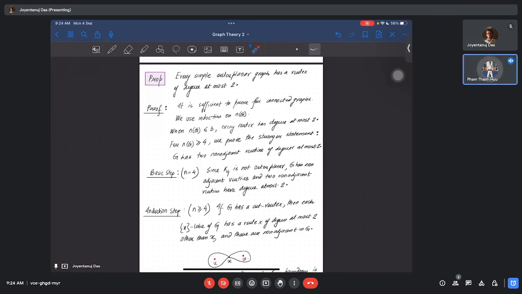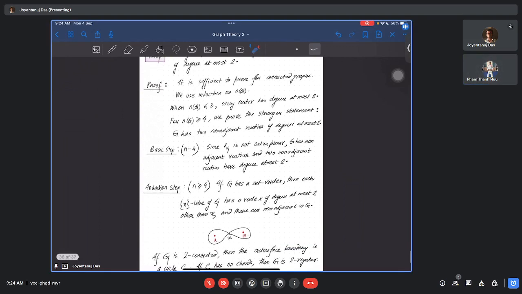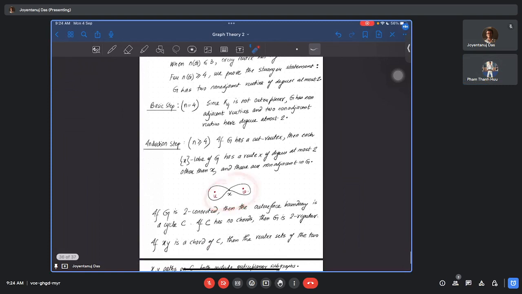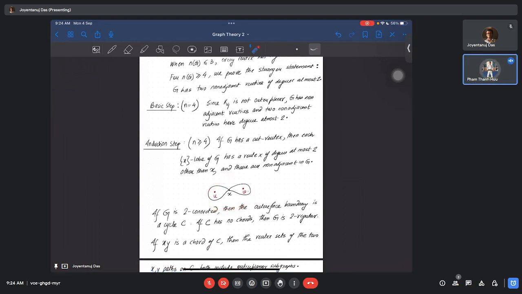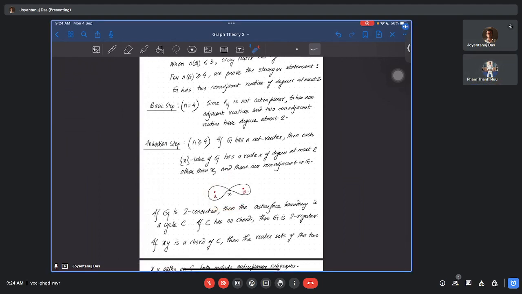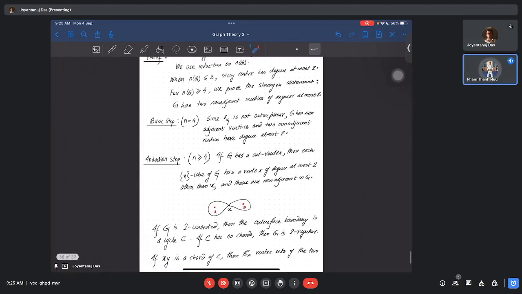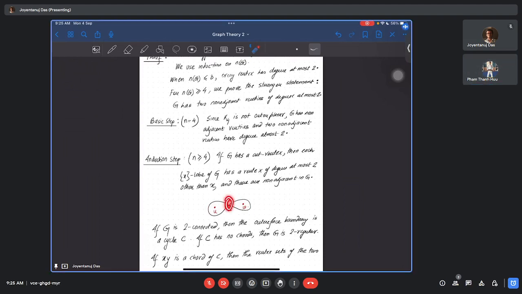How can it be 1? Because it can be 1 in the case of a cut vertex. I'm saying in the case of the graph, if it is not two-connected, if it has a cut vertex, it can be 1 also, right? The degree of u and v need not be 2. That is what I'm saying. I'm not talking about x. X can have high degree. I'm talking about these two vertices that I found.